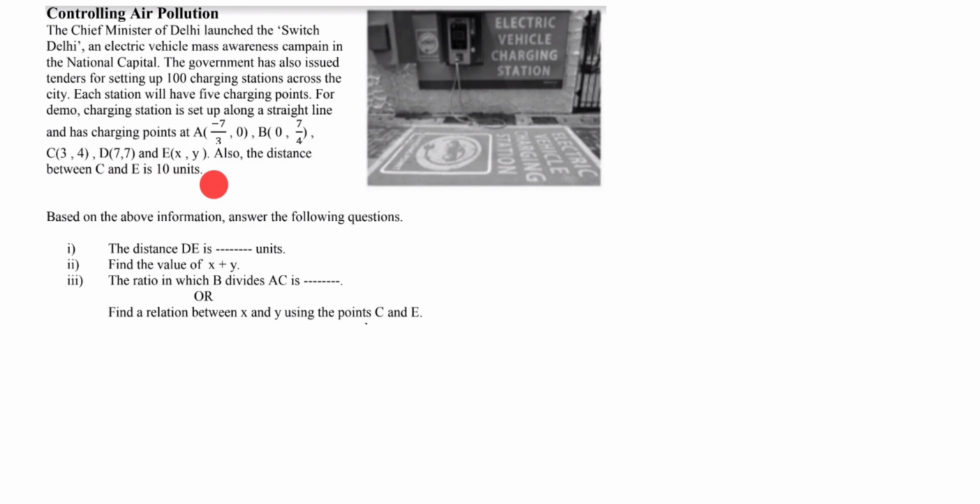What we need to find in this question, you see here 1, 2, 1, 3. This is given or this also we need to find. The distance DE is dash units. So we need to find the DE distance. But you see here E is not given, only x, y is given. So we can't do anything directly. So what we will do, we will take the CD distance and minus it from CE, and we get the DE value. Now we will proceed to the first question.